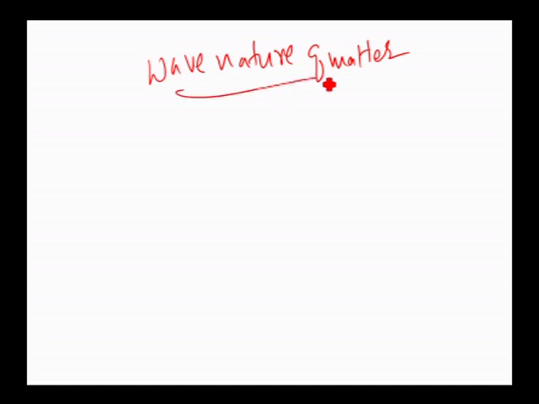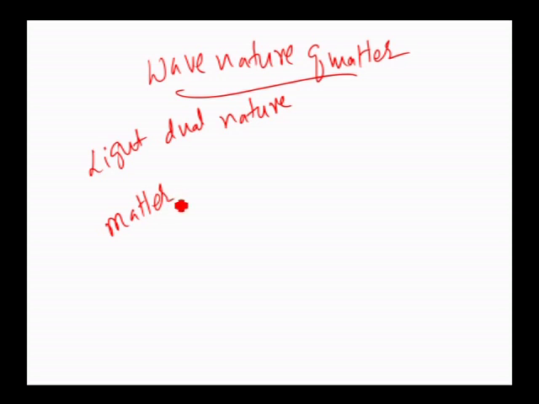Now let us discuss the wave nature of matter. I think so far you know that light definitely exhibits dual nature. In the same way, can matter exhibit dual nature? Definitely, matter also exhibits dual nature according to de Broglie.